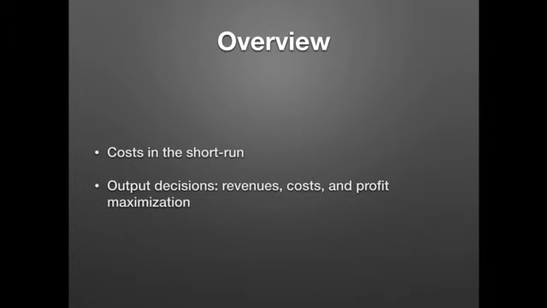Total revenue is simply price times the quantity of output that a firm decides to produce and sell. Marginal revenue, on the other hand, is the additional revenue that a firm takes in when it increases output by 1 unit. For a perfectly competitive firm, marginal revenue is equal to the current price of the product. Make sure you remember that. We're going to be using that later on in the course.